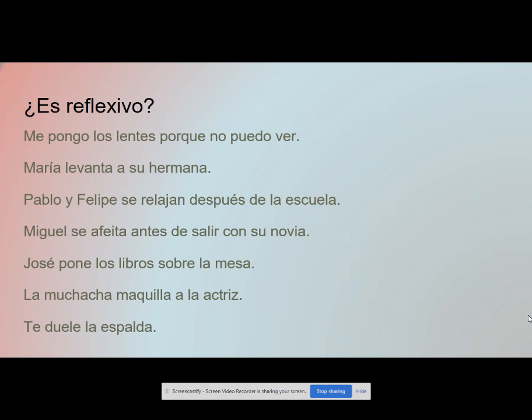So make sure you look out for those tricky pronouns when you're trying to figure out whether a verb is reflexive or not. All right, hopefully this video helps. If you have any questions, please don't hesitate to message myself or your instructor. And I hope you've learned a lot about reflexive verbs.